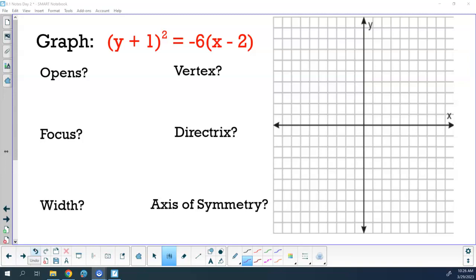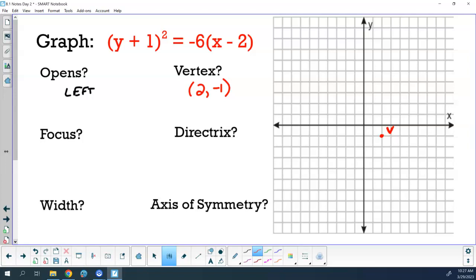Y is squared. 4p is negative. So that to me says it opens left. I've got a vertex of +2, -1. Agree so far?